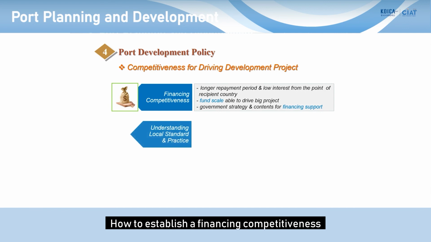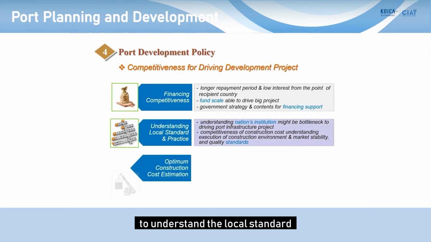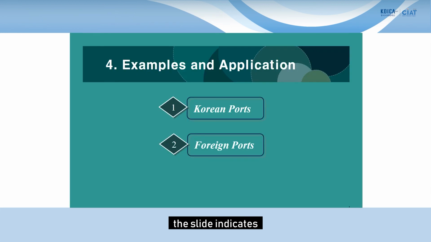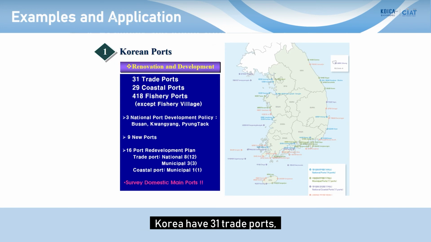To establish financing competitiveness, to understand the local standards, and to practice optimum project cost estimation. Each relates to fund scale and financing support, understanding the nation's institutions and standards, and project risk control, etc. The slide indicates examples and the application of port planning and development, both Korean and foreign ports. For the Korean ports, we have 31 trade ports, 29 coastal ports, and 418 fishery ports.